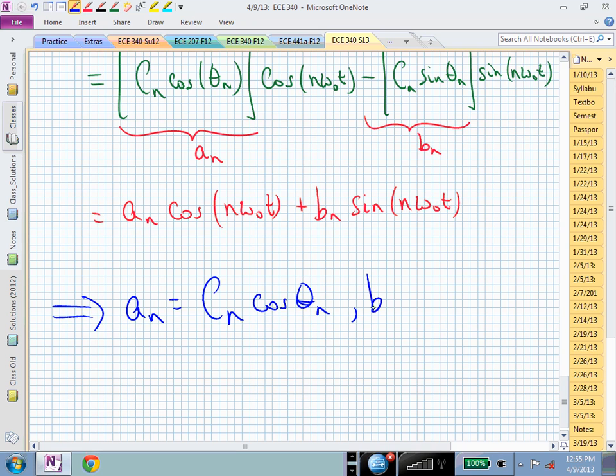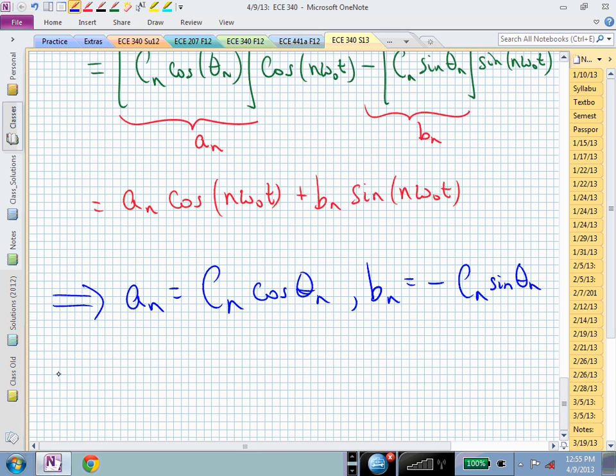And b sub n is minus capital C sub n sine of theta sub n. We can now tell our joke. We want to now relate the c's and the thetas to the a's and the b's, because maybe we've computationally found our a's and b's, and now we have the wrong direction. So we want to calculate capital C and theta from little a's and little b's.